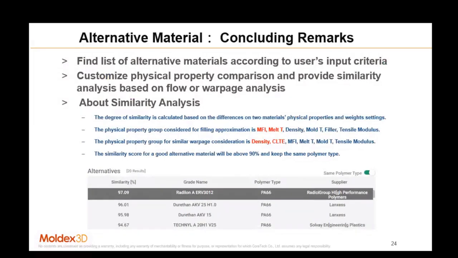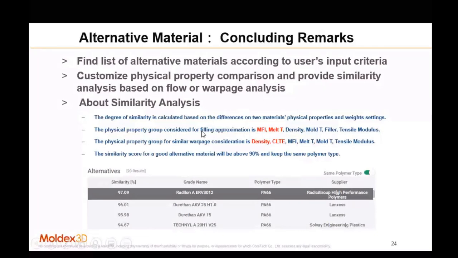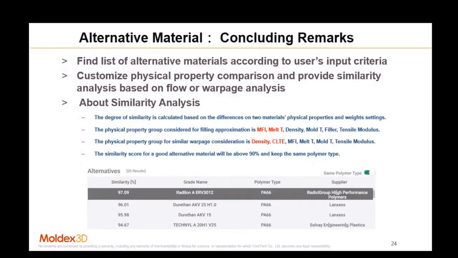Okay, I'll give you a conclusion remark about the alternative material. The similarity is based on the difference of the two materials' physical properties and the weight setting. If you have no idea which alternative is better, I suggest you pick one whose similarity is above 90% and keeps the same polymer type, like this case.